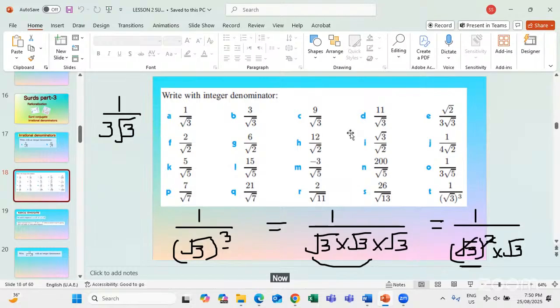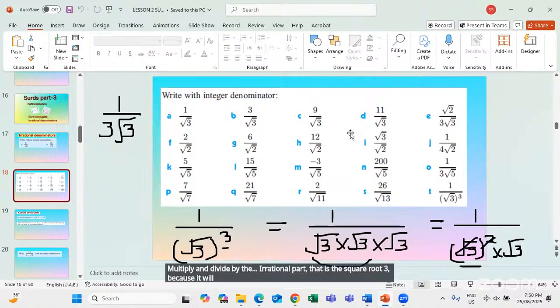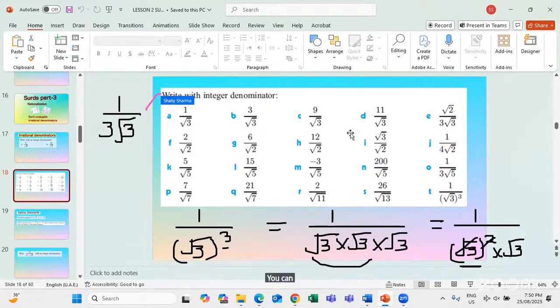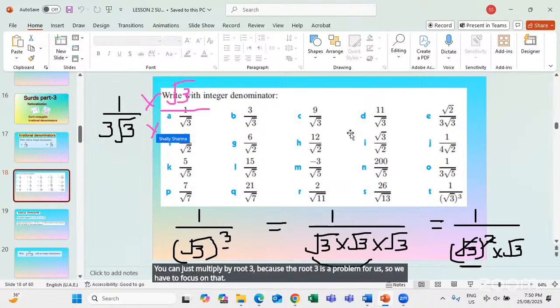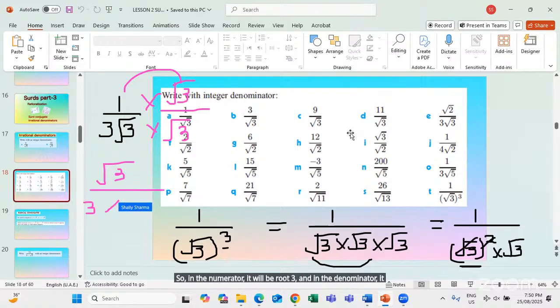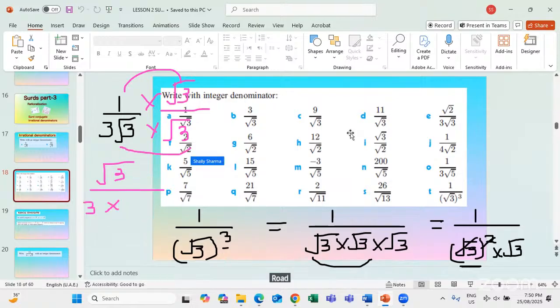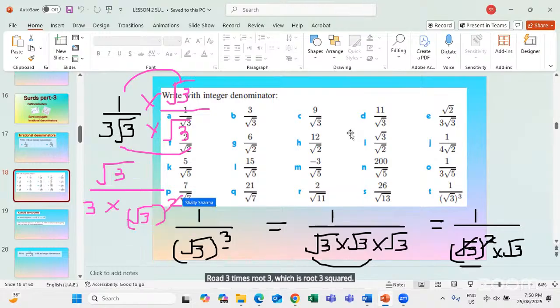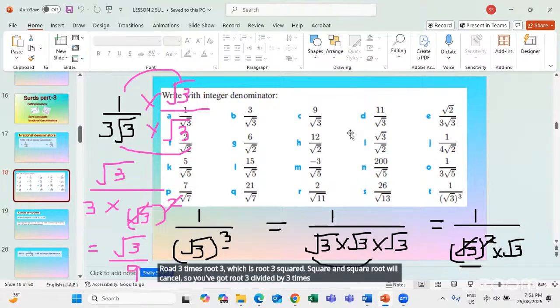Now you will start the rationalization process. When you do rationalization, multiply and divide by the irrational part, that is the square root of 3, because it will help you reduce the calculation work. You can multiply by 3 root 3 also, but that is not required. You can just multiply by root 3 because root 3 is the problem for us, so we have to focus on that. In the numerator it will be root 3, and in the denominator it is 3 times root 3 times root 3, which is root 3 squared. Square and square root will cancel. So you got root 3 divided by 3 times 3, which is 9. So this is the rationalized denominator.